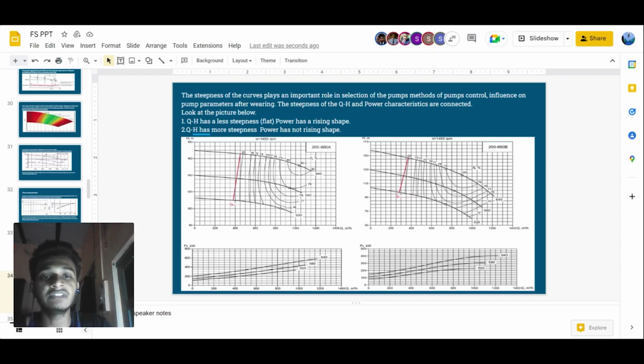In these four graphs, the steepness of the graph, that is head and flow rate characteristics and power characteristics, are connected. We can look at these pictures. QH has less steepness, flat, and power has a rising shape. While in the second picture, QH has more steepness, and power does not have a rising shape.